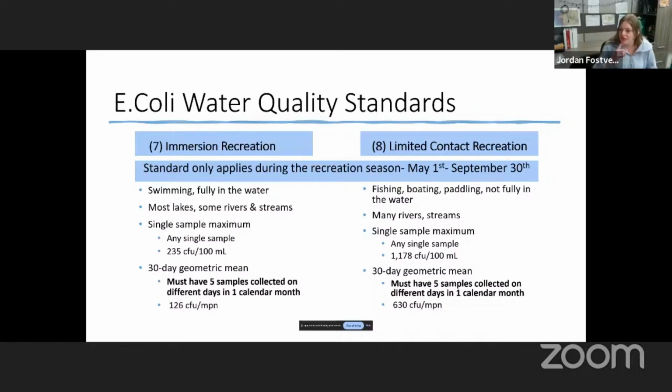And then for limited contact recreation, that just means you're fishing, boating, paddling, not fully in the water. This use is assigned to many rivers and streams, and the single sample maximum for that is 1,178. And then it also has the 30-day geometric mean of 630. But like I said, most volunteers and even us, when we sample, don't collect samples at enough of a frequency to assess things under the geometric mean.